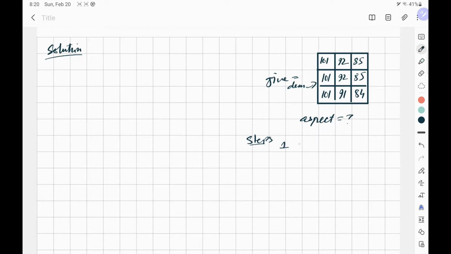Step 1 is to calculate slope. Step 2 is to calculate aspect using the arctan2 formula. Step 3 is to convert the angle of aspect into compass direction. So first I will calculate slope. In order to calculate slope, I will first go for slope in x direction.